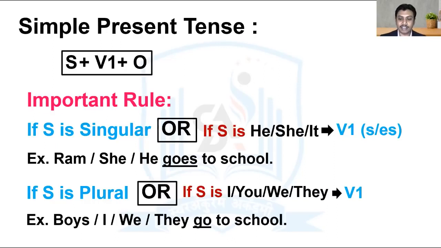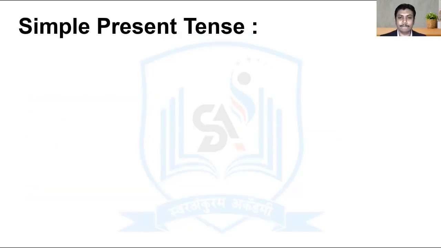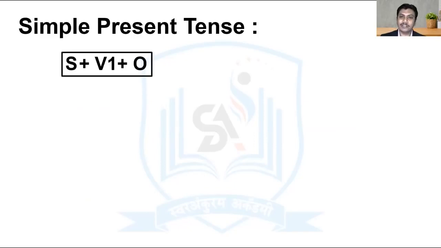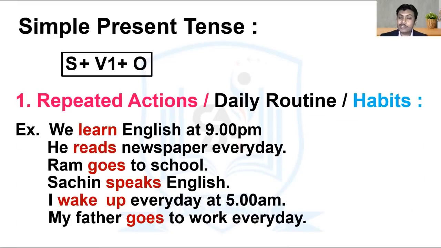Now let's try to understand the uses of simple present tense. Okay. As you know very, very well so far, the structure is subject plus V1 plus object. Now, when we talk about the practical uses, we use simple present tense for repeated actions in our life. Okay. Now let's try to understand. For example, I wake up early in the morning. This is activity. This activity gets repeated every single day. So I will use simple present. Daily routine, whatever my daily routine is, I will use simple present.